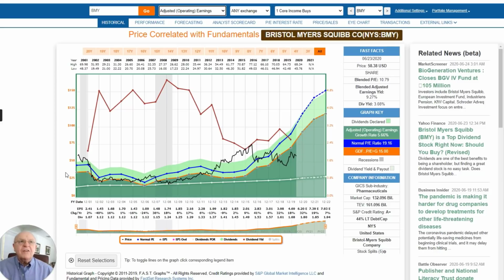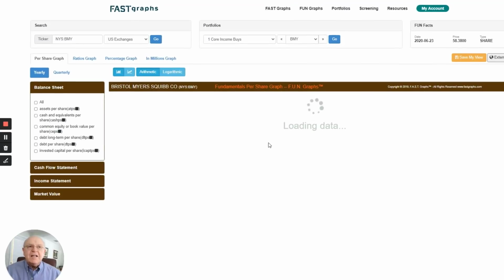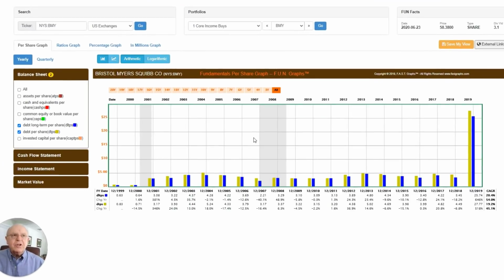So I've done all this. Now it's time to dig deeper. In order for me to do that, I'm going to turn up here to fund graphs, which is our acronym for financial underlying numbers. It allows me to look a lot deeper at the company using several different metrics. I'm going to start out here by looking at what we call our per share graph.